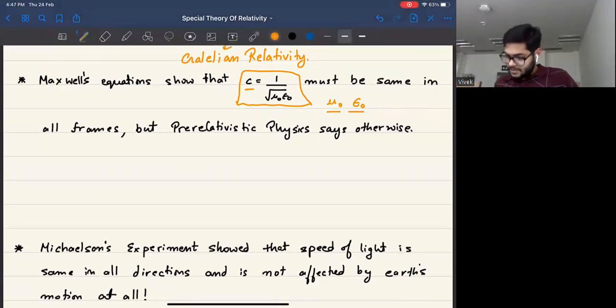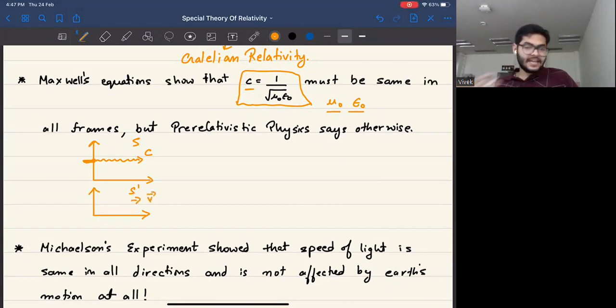How? Let us see. Let us say that we are in our good old frame, S frame, in which someone lights a torch and we have a light wave traveling from this point. So we know that the speed of light would be c. Now consider another frame, our good old frame S prime, which is moving with a velocity v in the x direction with respect to frame S.